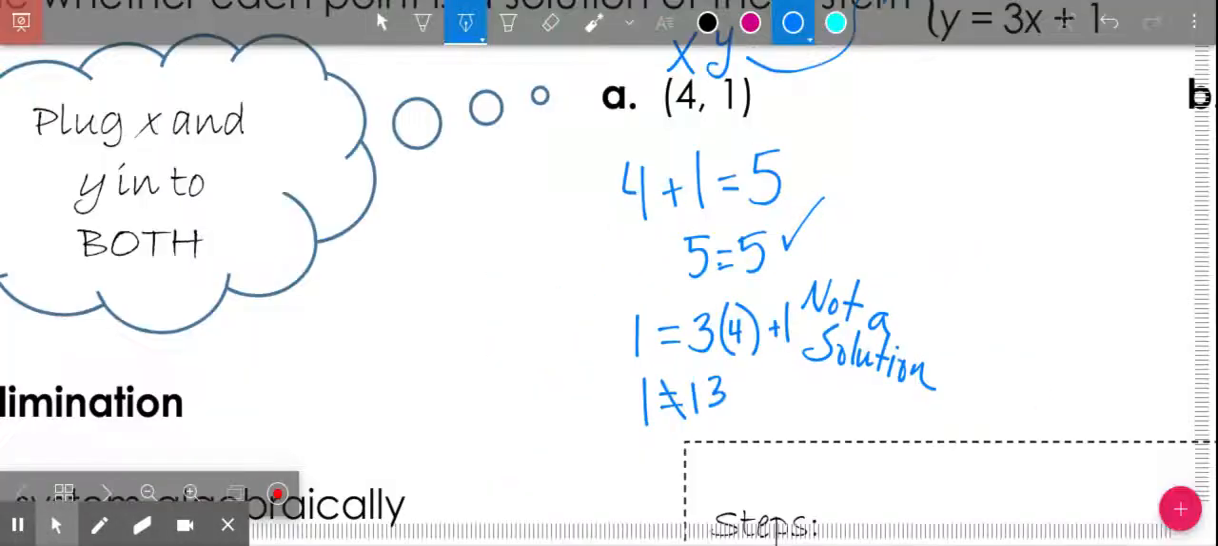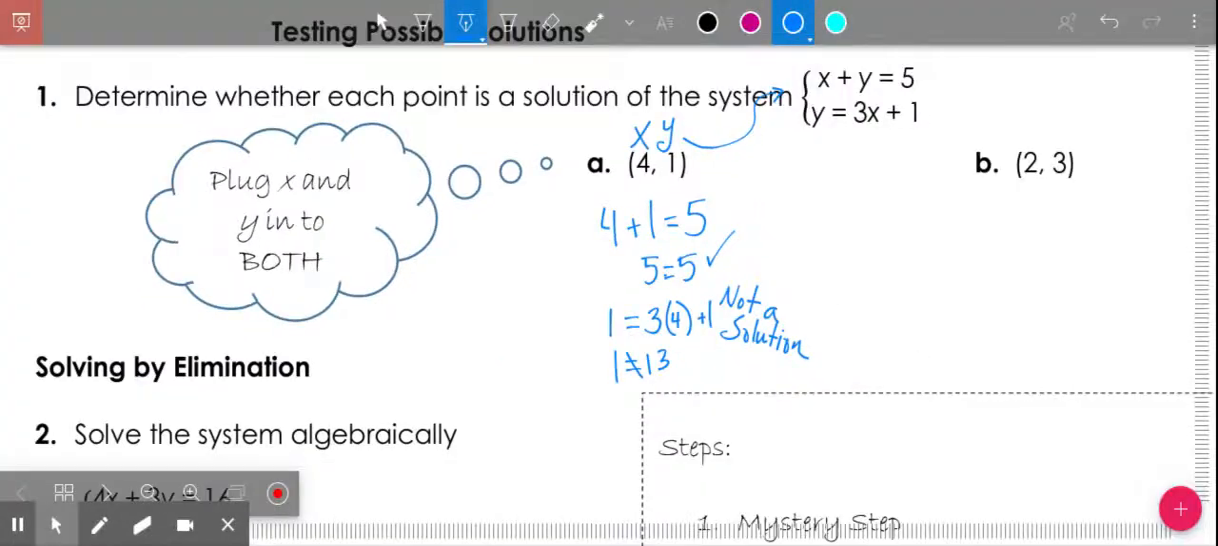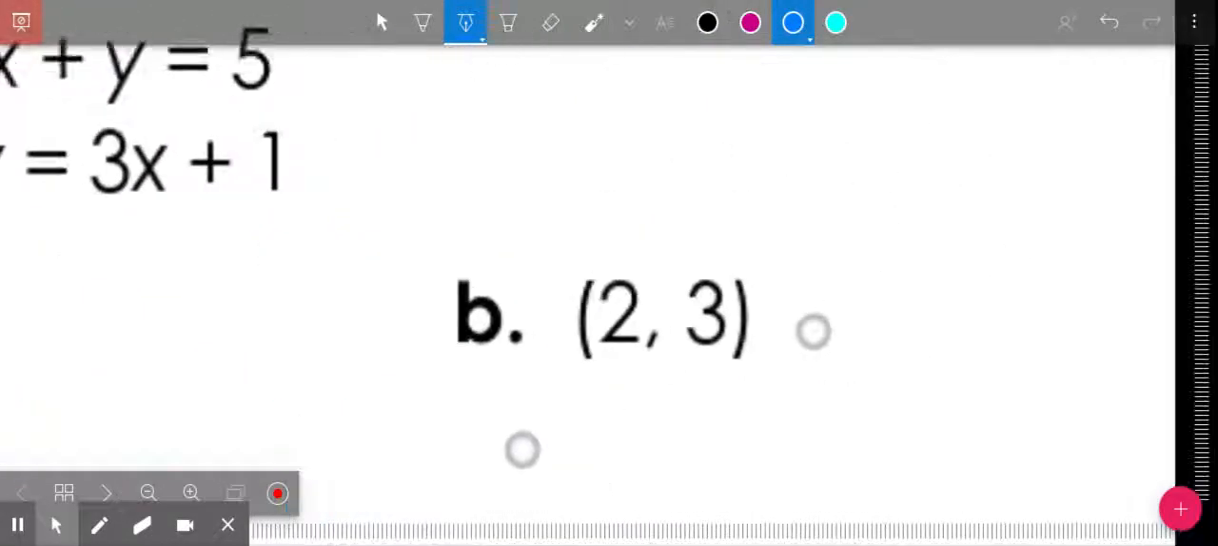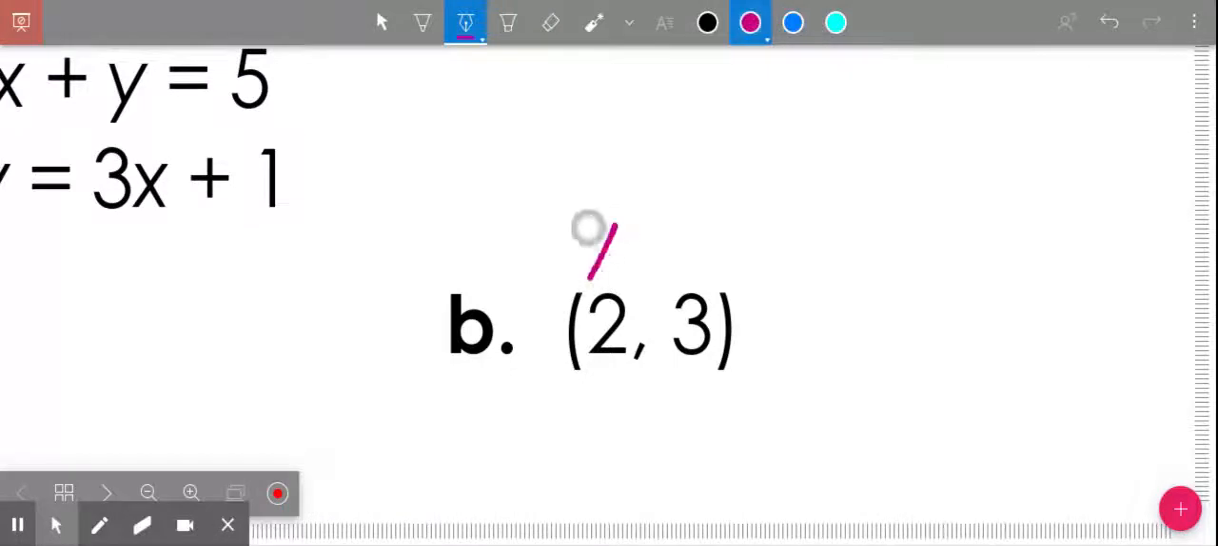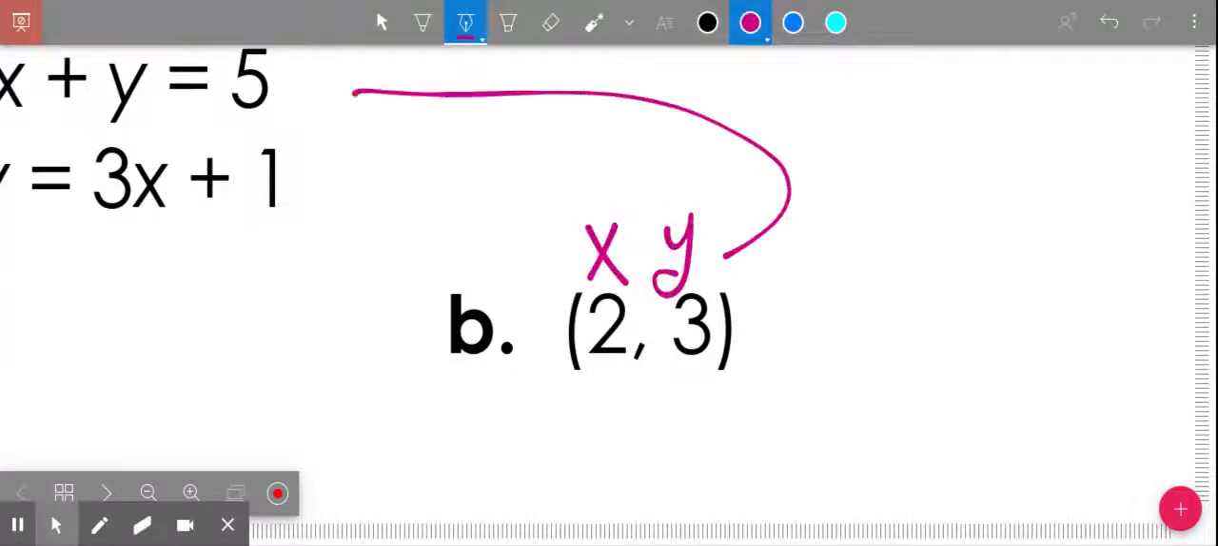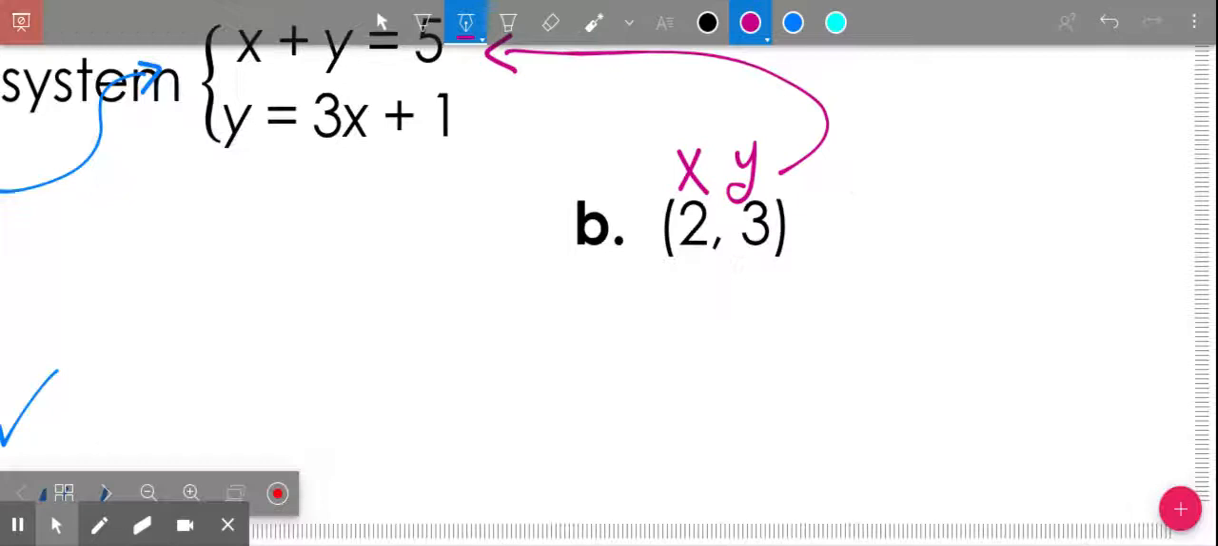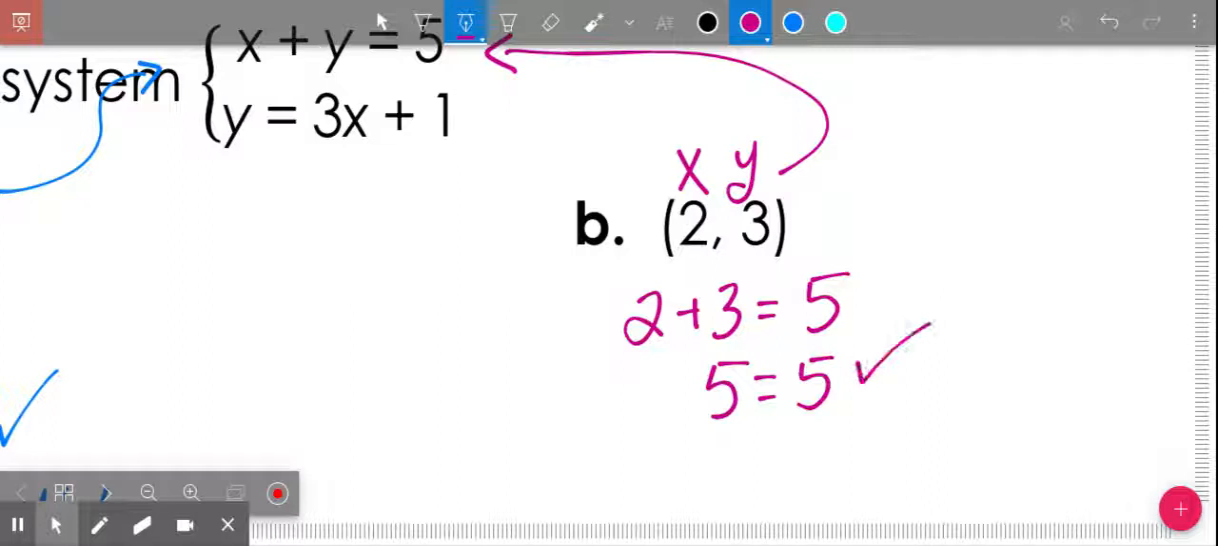Okay, so we're going to try option B, which is 2, 3. Remember, this is my x and my y. Plug it into the first one first. We'll have 2 plus 3 is equal to 5. Well, 2 plus 3 does in fact give me 5 is equal to 5, so it works for that one. So now we have to check to see if it works for the second one.